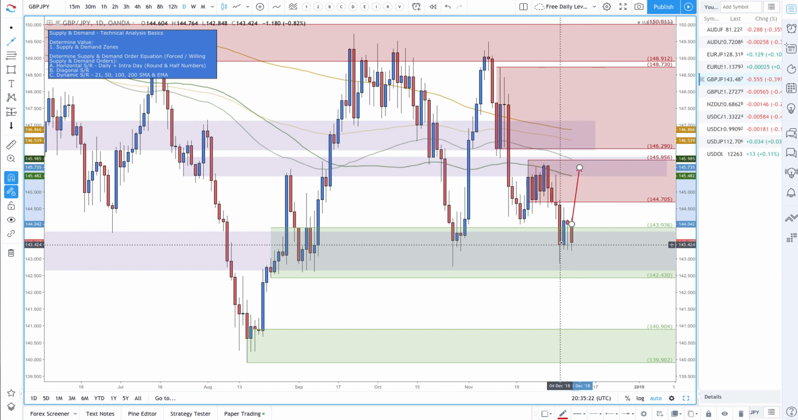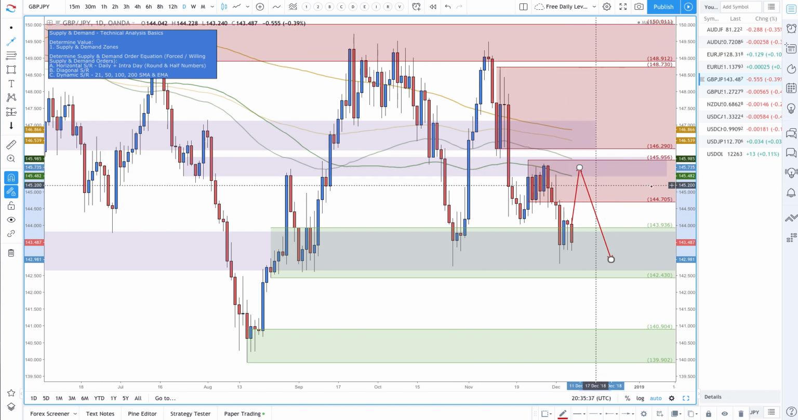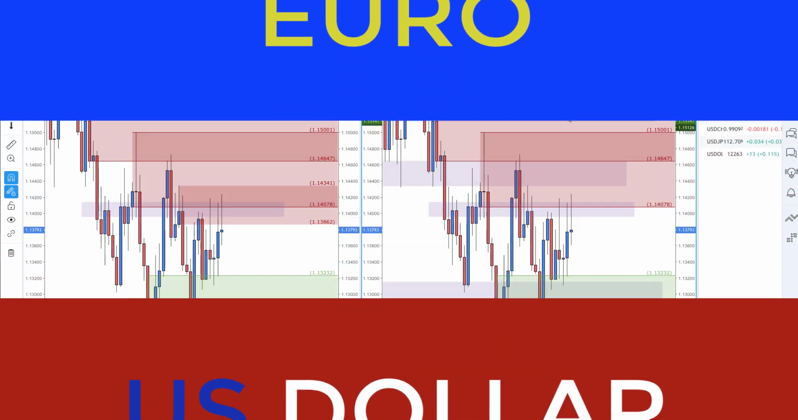And I think personally that the longer this Brexit uncertainty goes on, any pullbacks on this currency pair are going to be buying opportunities for the yen versus the pound. Then moving on to the euro dollar.